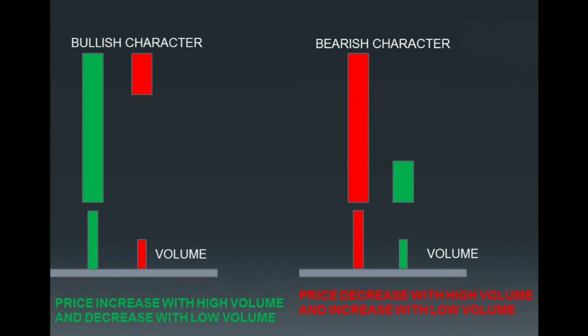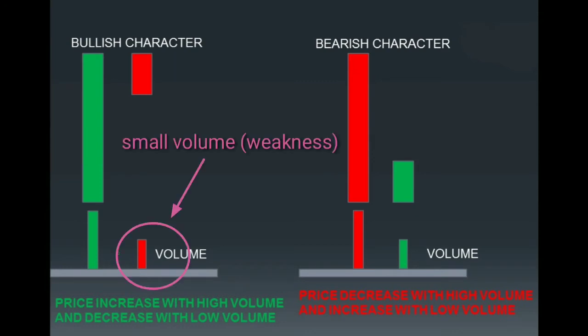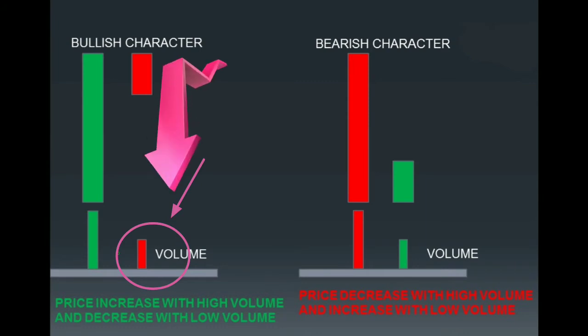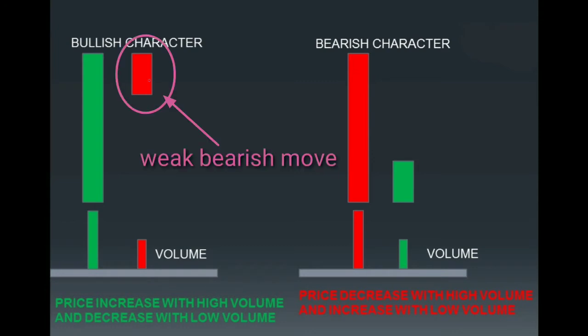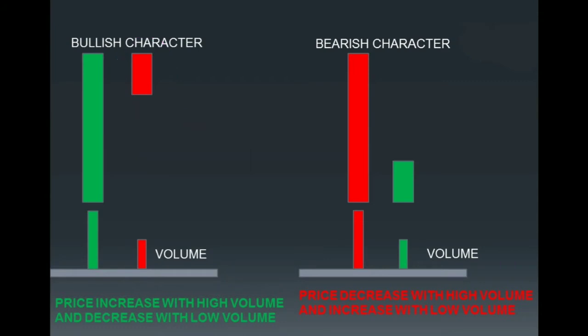Also note that in this market, price increases with high volume and decreases with low volume. When price falls with a low volume, or price moves down with a low volume, it shows that there is weakness in the bearish direction. The bears are weak. That means the market is still bullish.